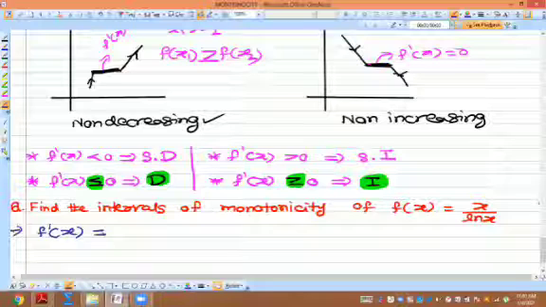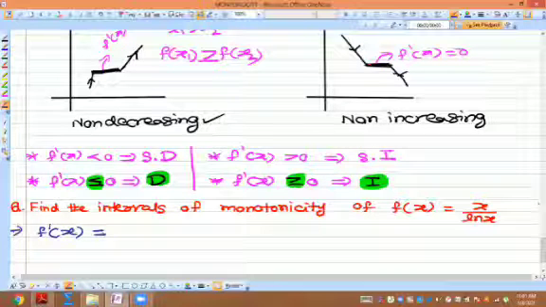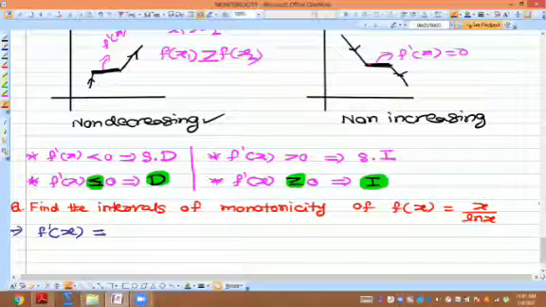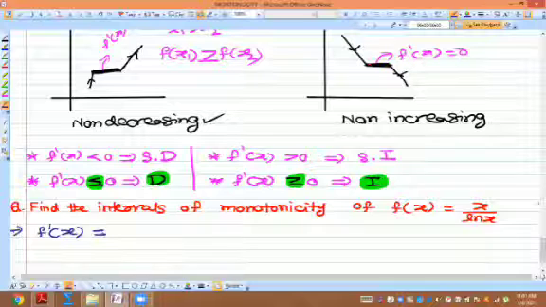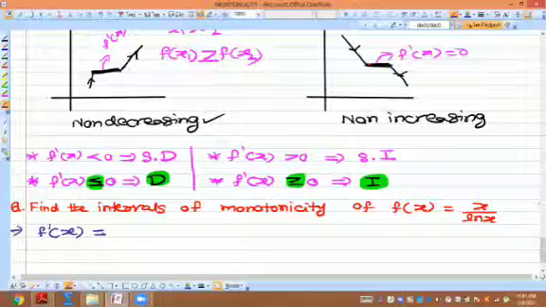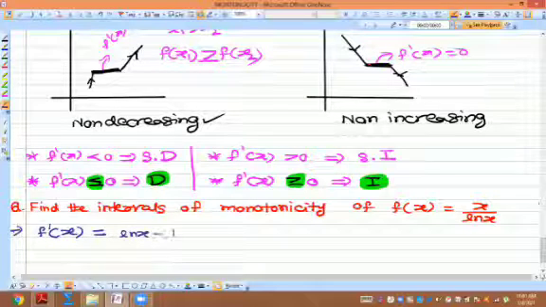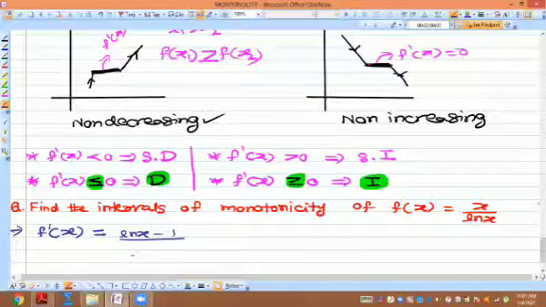Sir, when they tell increasing, they mean it's a non-decreasing function, right? Yeah, when they tell increasing, it is non-decreasing. What is f dash of x? Then? One plus ln x by ln x whole square. 1 plus ln x, no? Check it. Ln x minus 1. Yeah, it will be ln x minus 1 by ln x whole square.